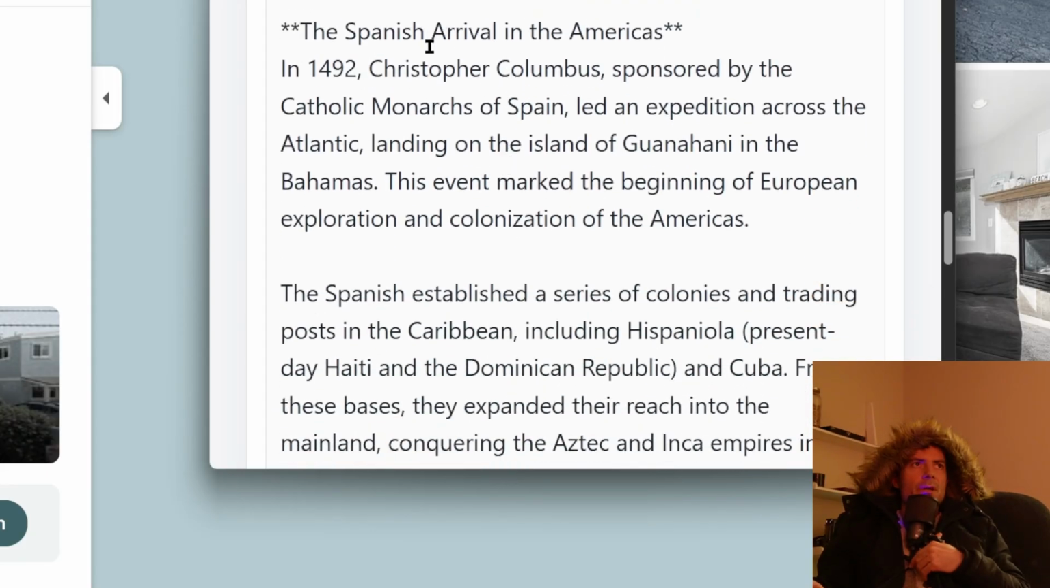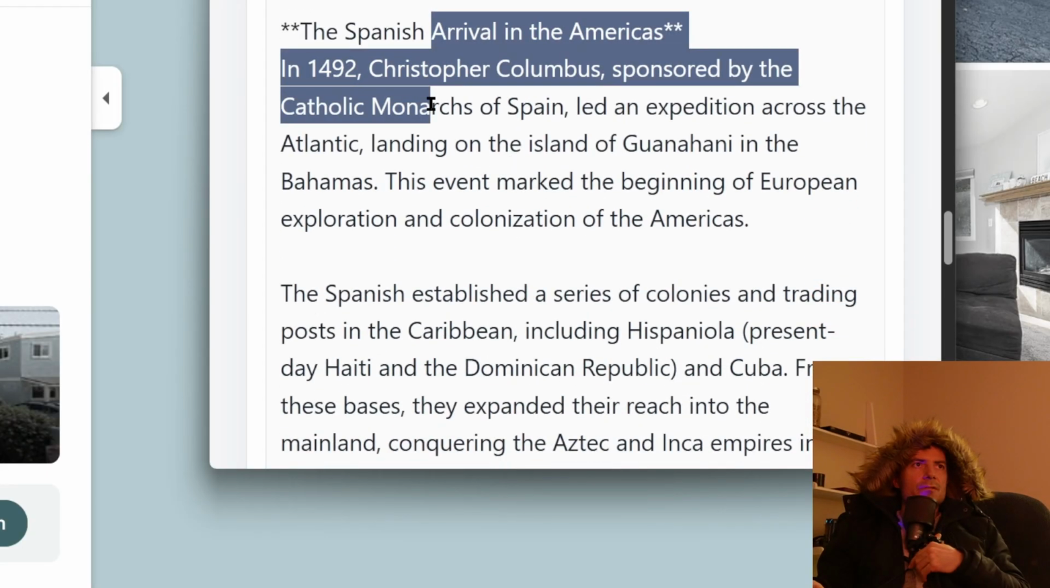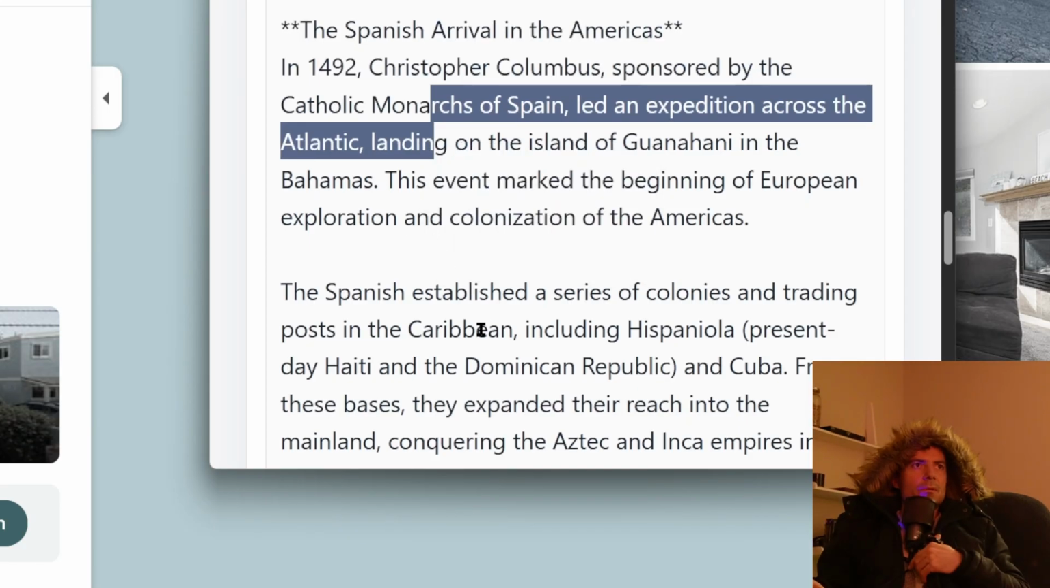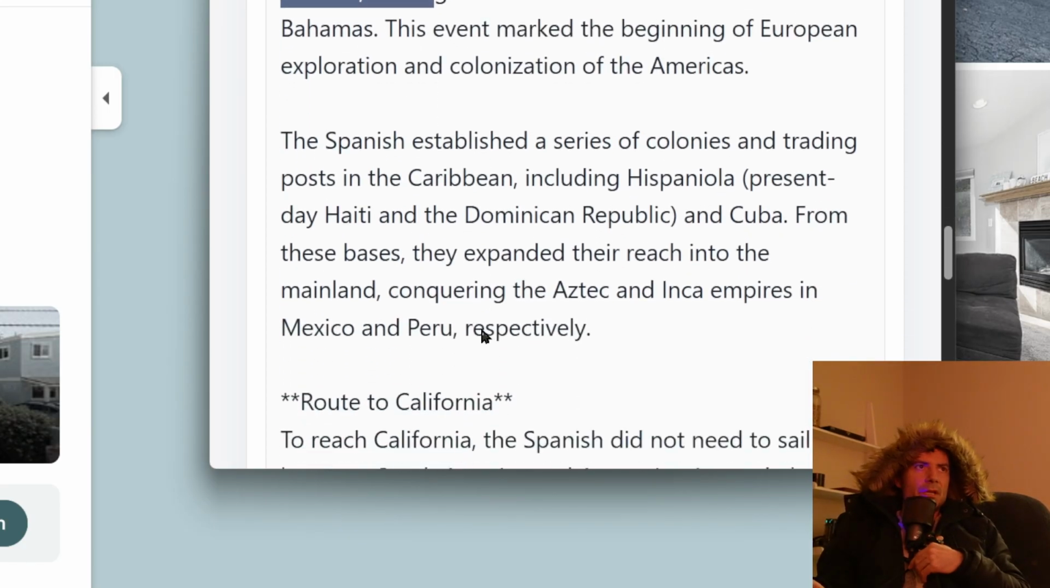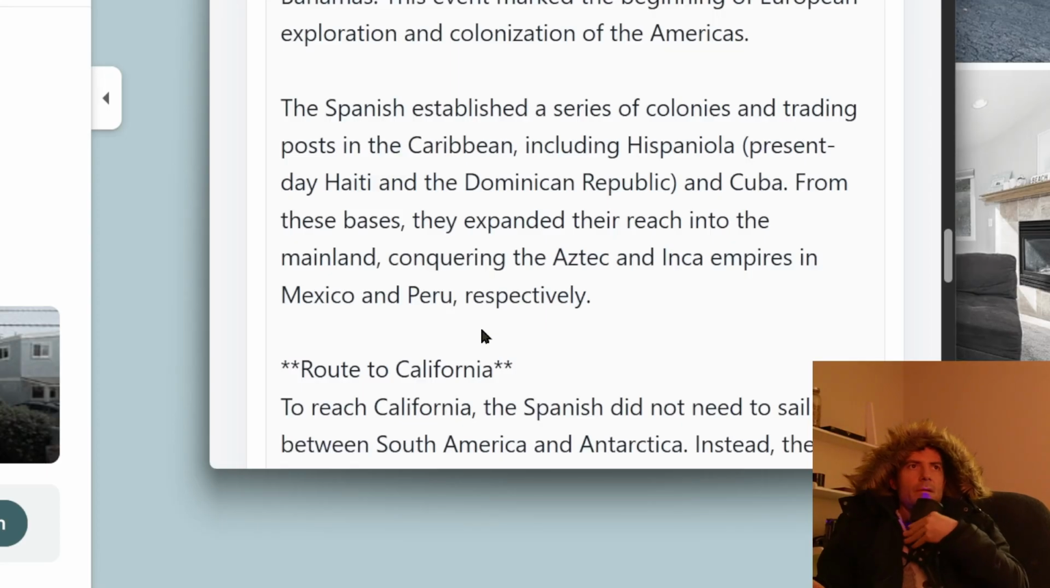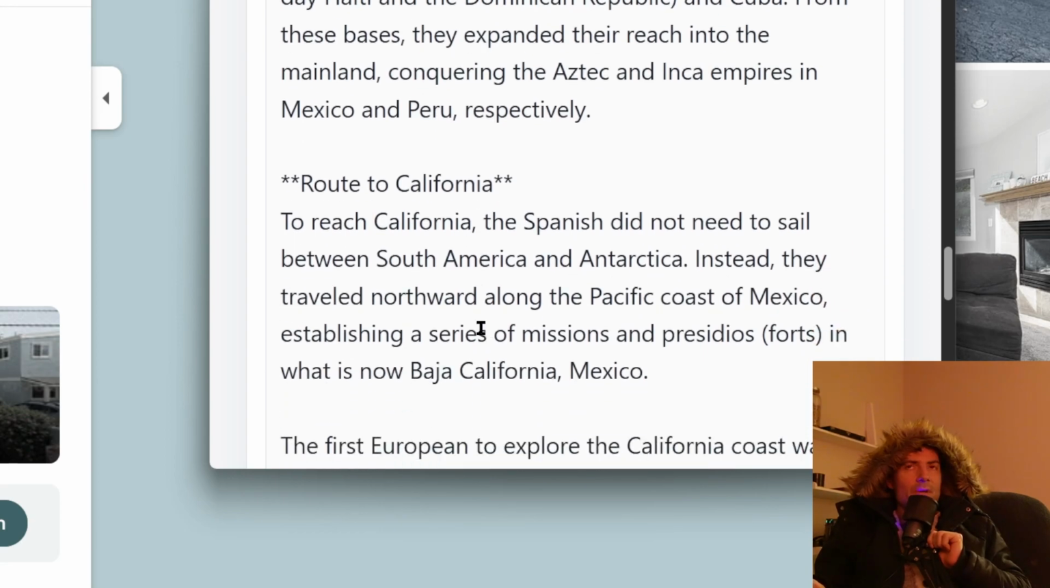So, Spanish arrival, of course, 1492, colonies, Caribbean. I think it was probably the Aztecs, the first major big destruction where Mexico City is now.